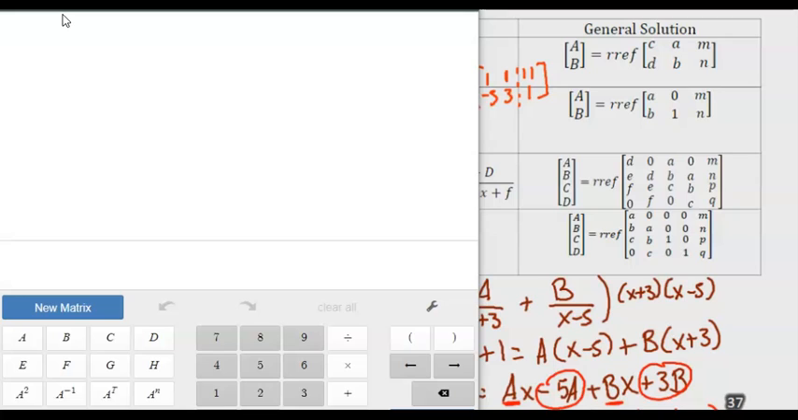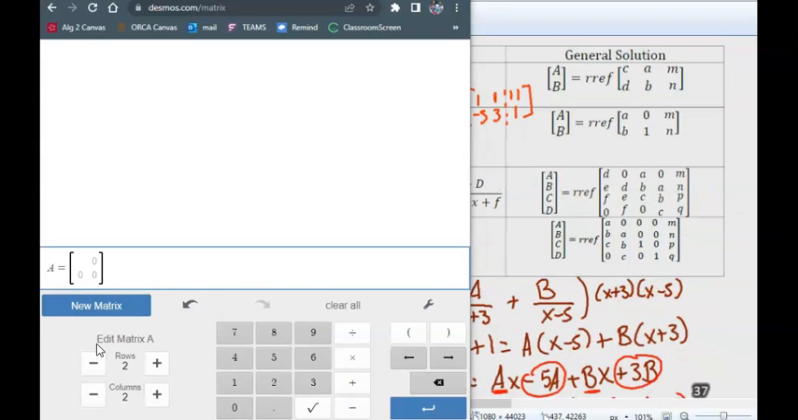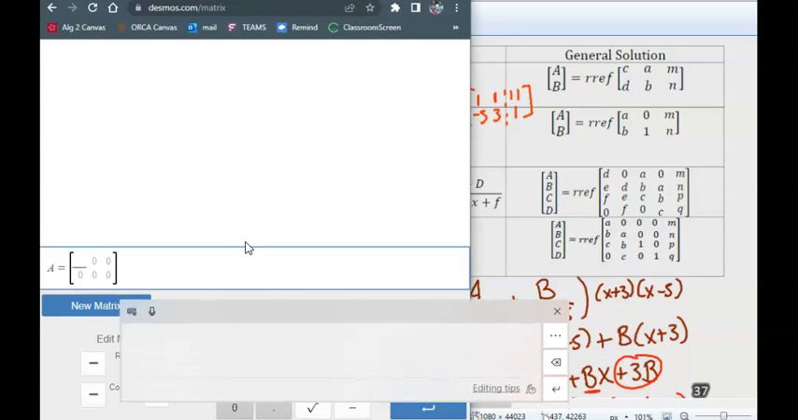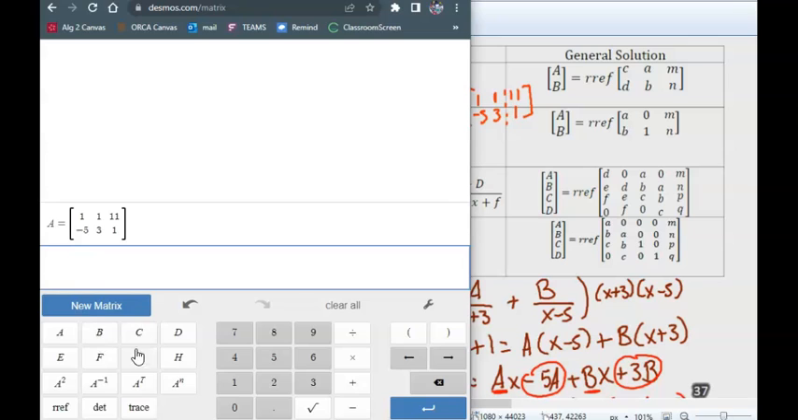So on desmos.com/matrix, we could create a new matrix, type in those values. We have 2 rows and 3 columns. And let's type those in. We have 1, 1, 11, negative 5, 3, 1. Okay, let's find the reduced row echelon of matrix A. Notice we have a 4 and a 7, so A is 4 and B is 7, just like what we solved with elimination.